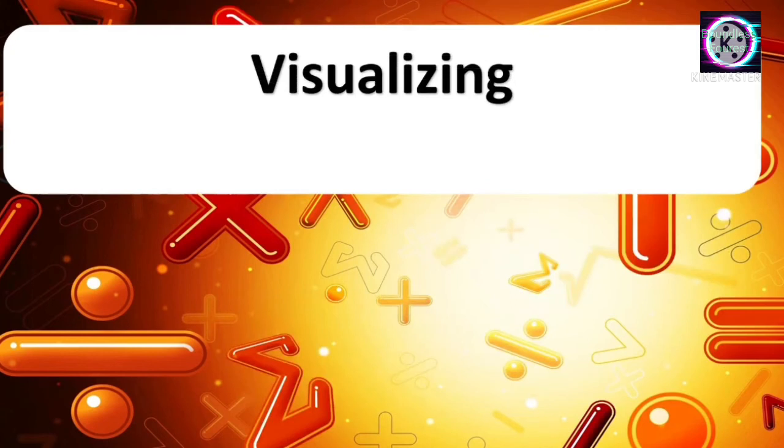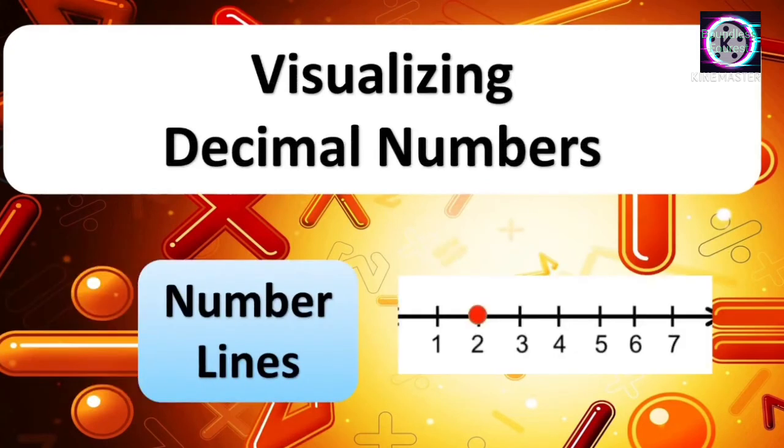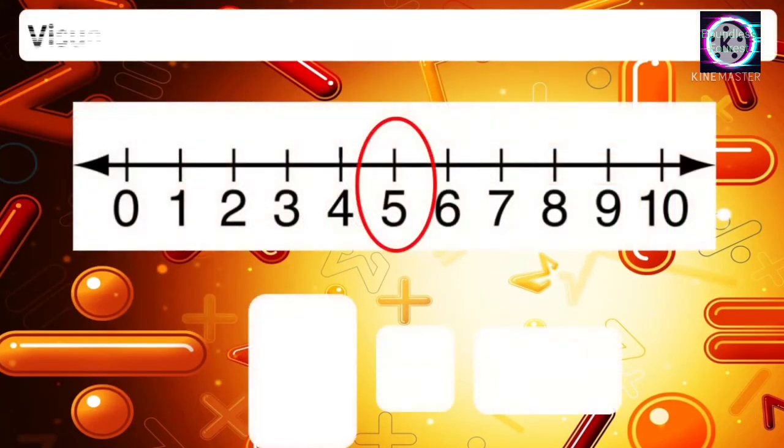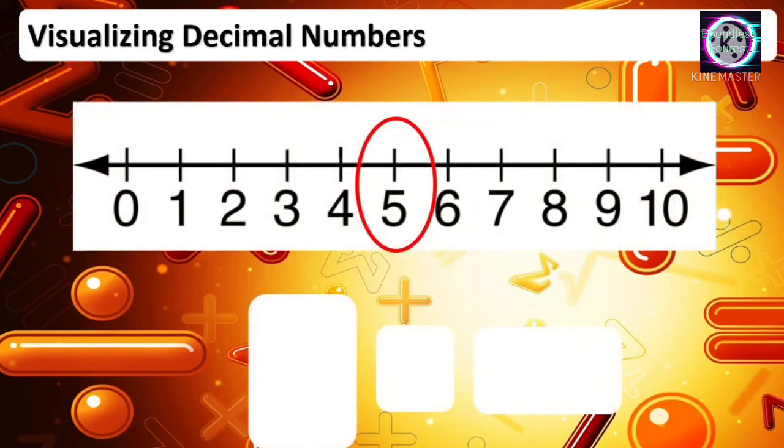Next, visualizing decimal numbers using number lines. So I have here the first example. We have the number line 0 to 10. So since we have 10 numbers here in the number line, the numerator will be 5, which is the encircled number, and the denominator is 10.